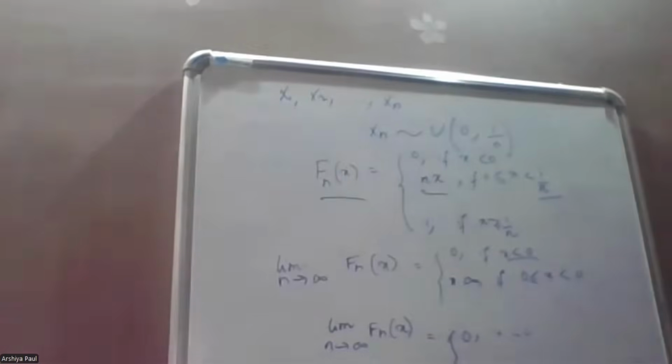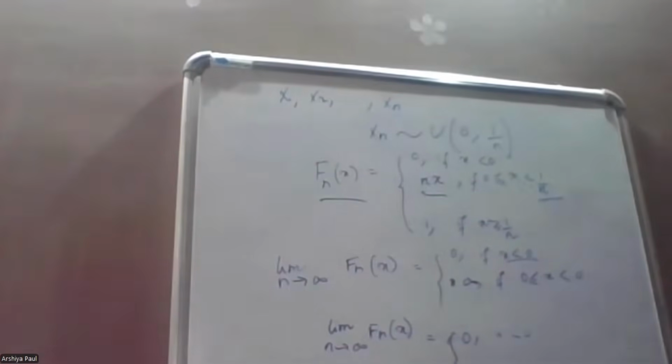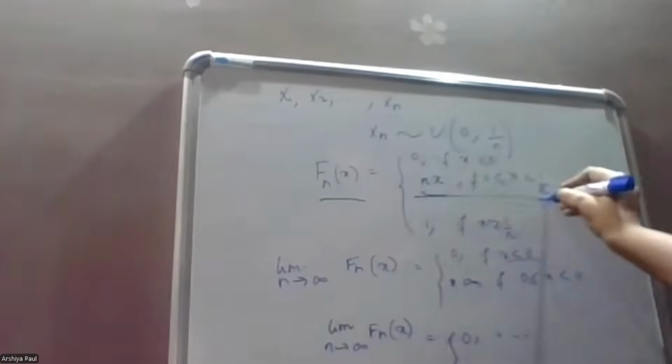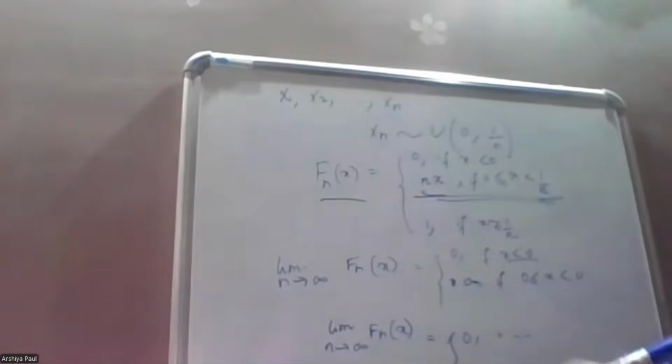It will pull it down. It will pull it back to 0. Sorry, it will pull it back to 1. Isn't it? x is always less than 1 by n. So the whole thing will always be less than 1. That's how it's defined. You have defined it, right? So I can just disregard this portion.